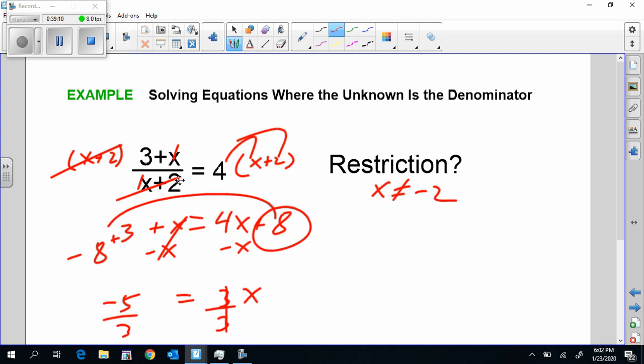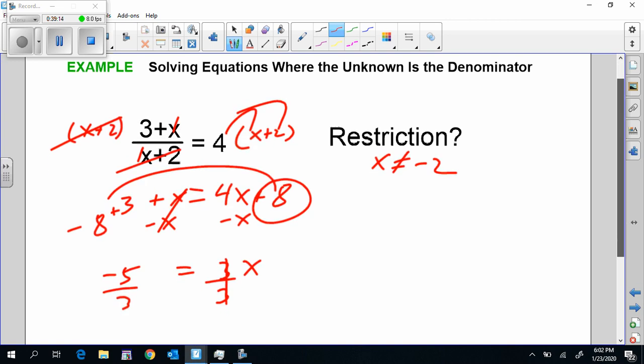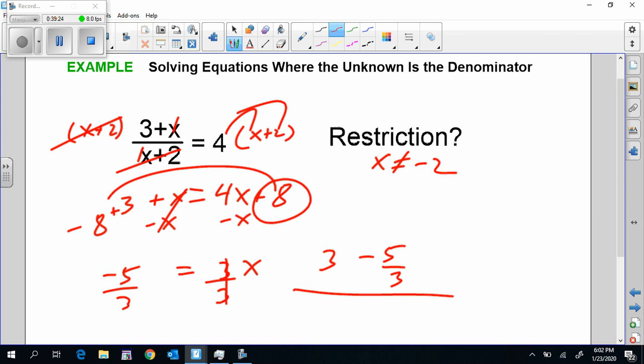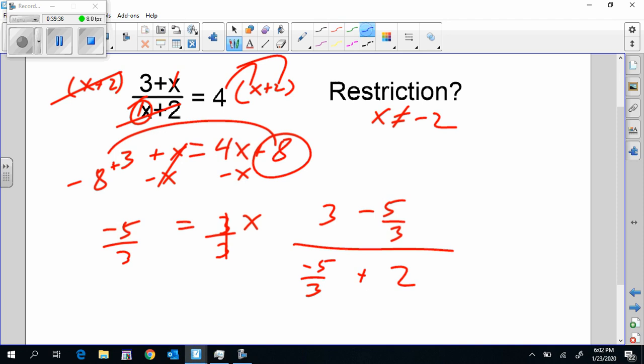Let's check if it works. 3 plus, no, minus -5 over 3 divided by -5 over 3. Plug it in here. Add it to 2. Somebody find the big 1. I got him. Right there.